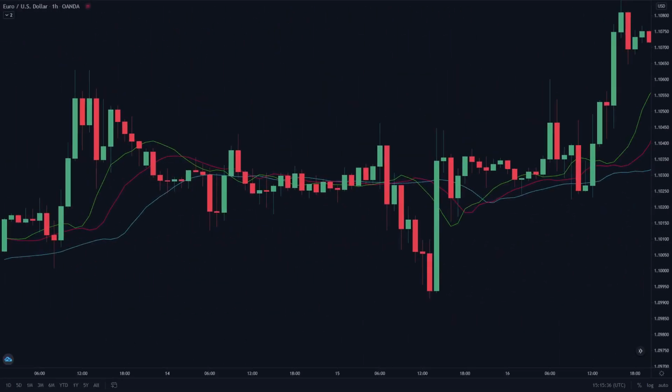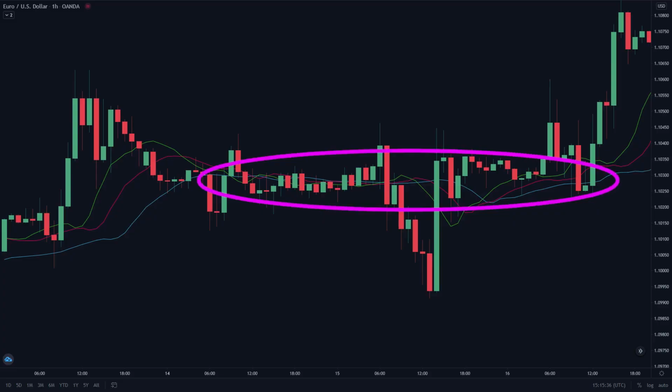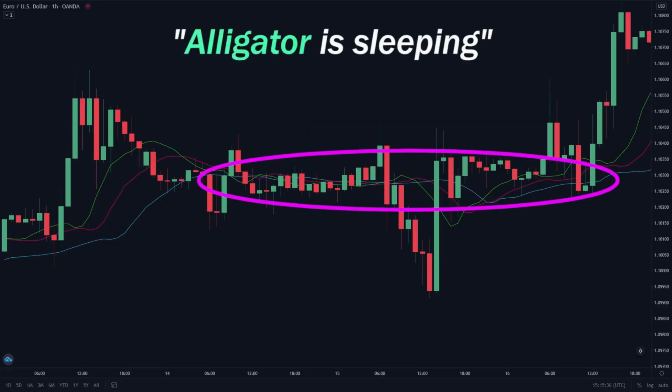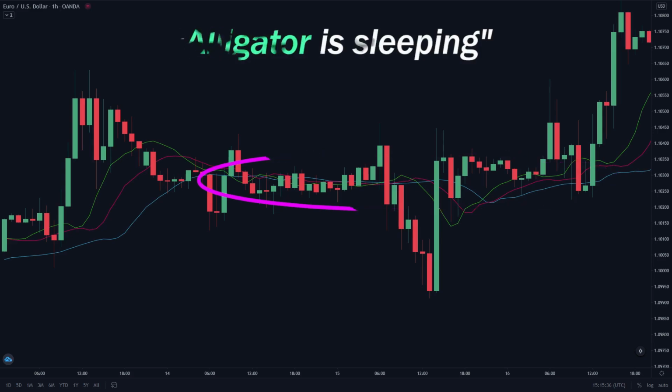So remember I said that the Williams Alligator can also identify ranges in the market? The way we identify the ranges is when the lines are closer together and often cross multiple times in the middle section without a clear direction. You can make an analogy of this as the alligator is still sleeping because there is no trend.